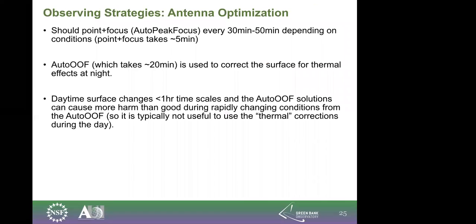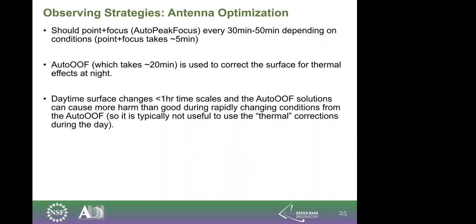All right, so just briefly, some observing strategies for the antenna optimization. If you're observing at high frequencies, you want to make sure that you point and focus, which is the auto peak focus, every 30 to 50 minutes, depending on conditions. The point and focus roughly takes about 5 minutes. They're each about 30 seconds to a minute, and sometimes it will take some jump time. So roughly you want to include about 5 minutes of overtime every 30 minutes in your initial setup.